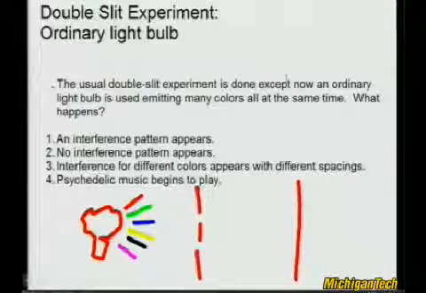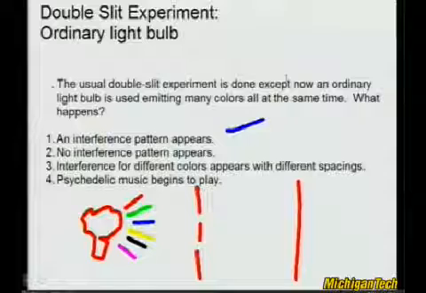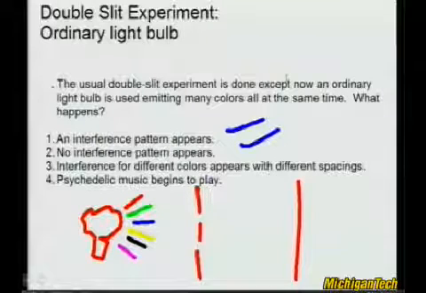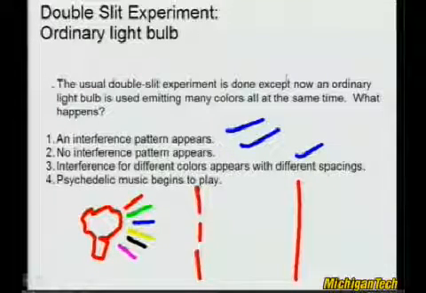And they hit the double slit, then something hits the screen. What do you see? Do you see an interference pattern? Do you see no interference pattern? Do you see interference for different colors appearing with different spacings? Or do you see psychedelic? Do you hear psychedelic music begin to play with all these different colors, man?